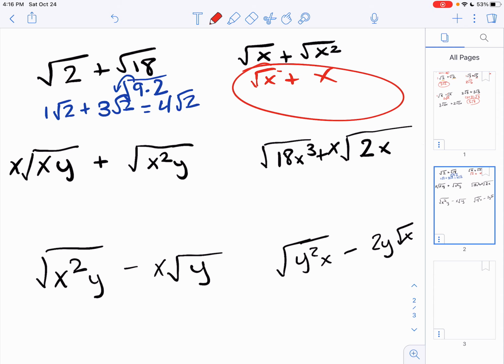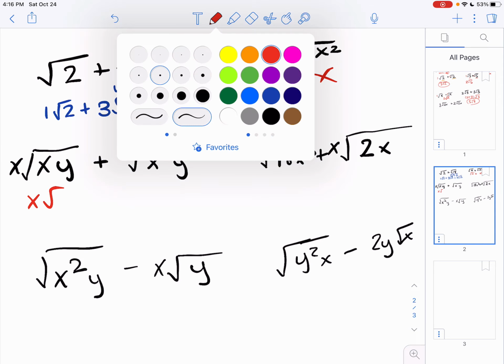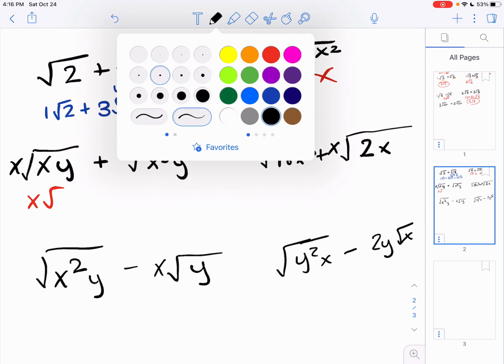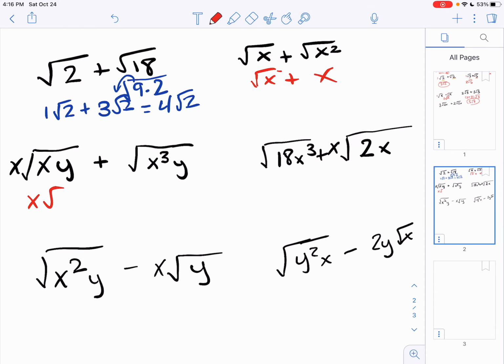So this is the best that I can do. That is my answer. For the next one, I have x radical xy plus x cubed radical y. So the x squared comes out as an x. Sorry, this was supposed to be x cubed. So, sorry about that. Alright, so I have x radical xy plus, I can bring out this.